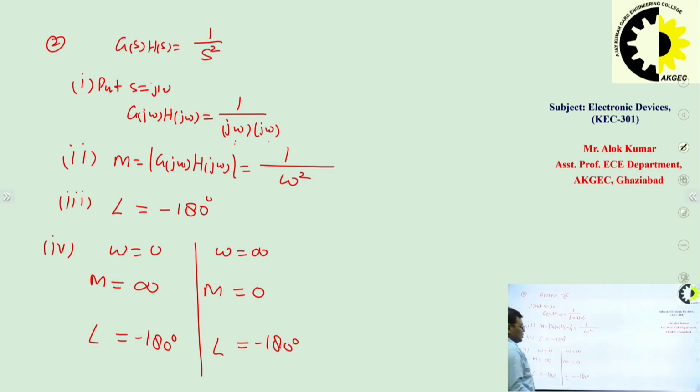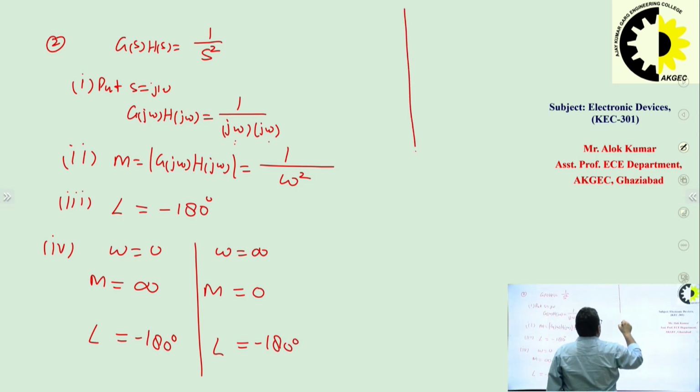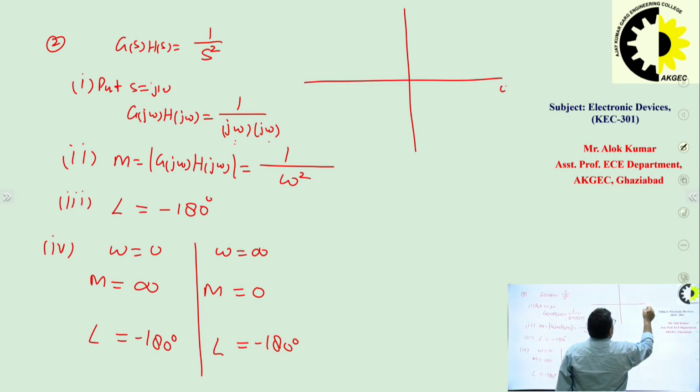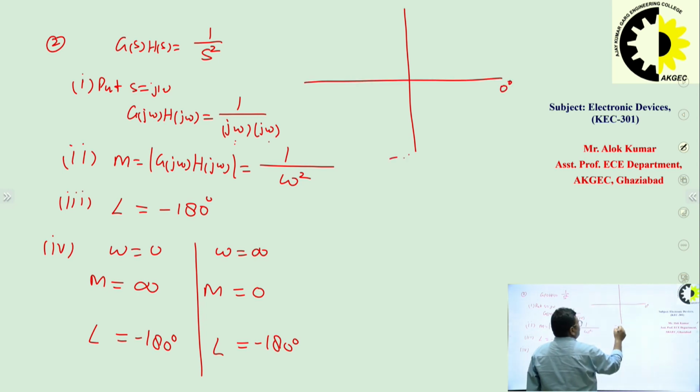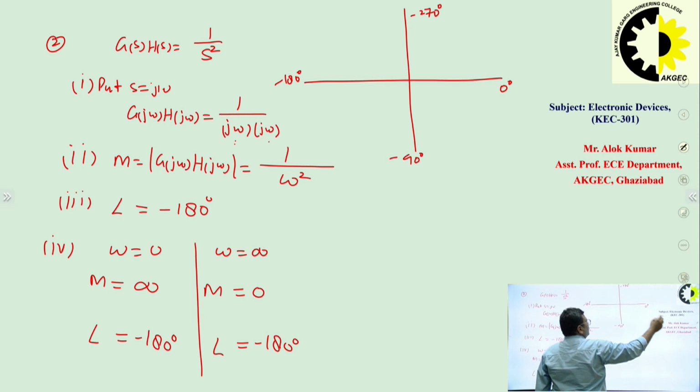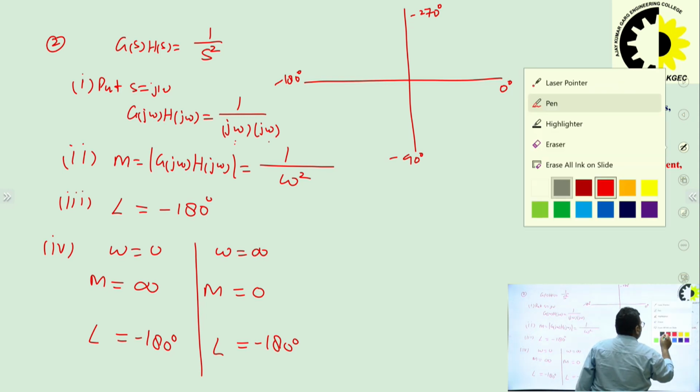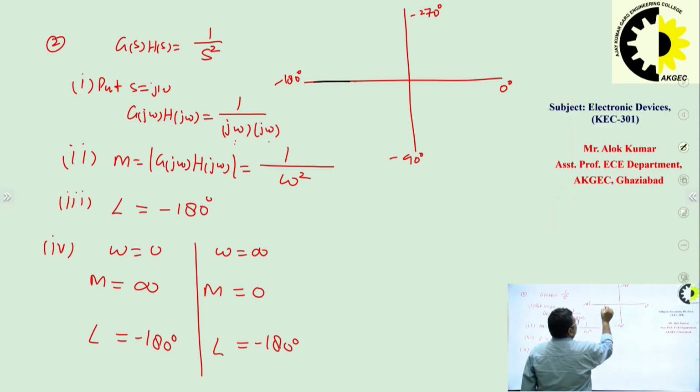So the polar plot for this question will be, because this axis is for 0 degree, this one is for minus 90 degree, this one is for minus 180 and this is minus 270. So the polar plot will be like this.